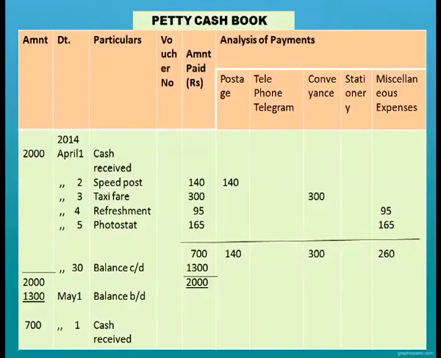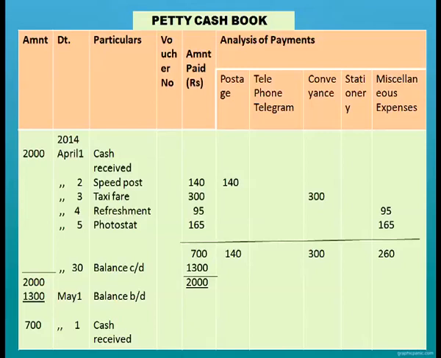One more petty cash book. Here also cash received is 2000. We have met expenses for speed post 140. So in the postage column I have written. Taxi fare in the conveyance column I have written. Refreshment I have written in the miscellaneous expenses. Photostat 165 rupees in the miscellaneous column.